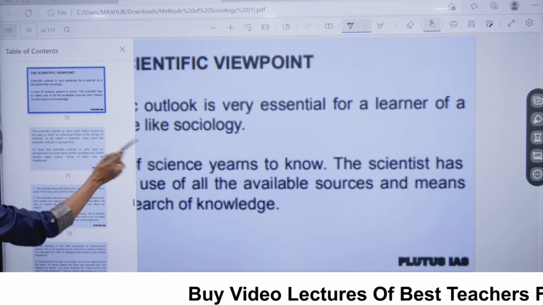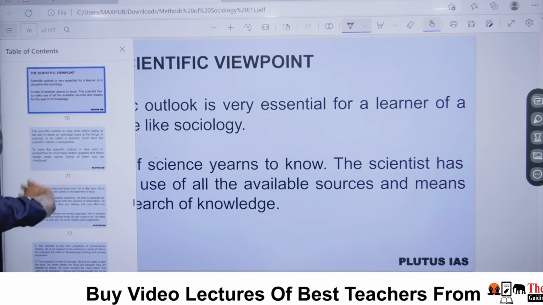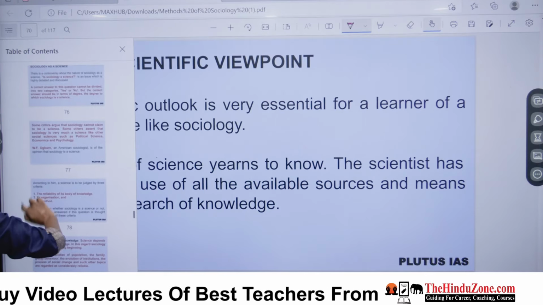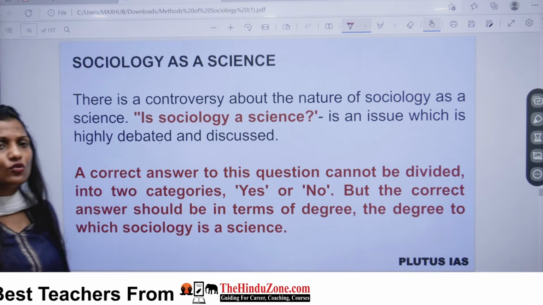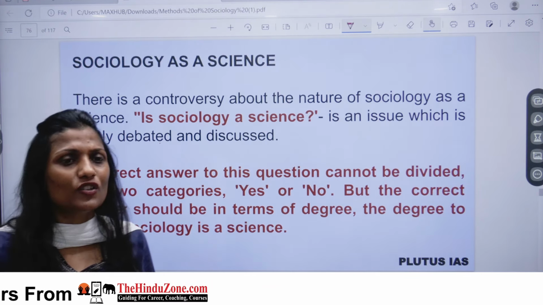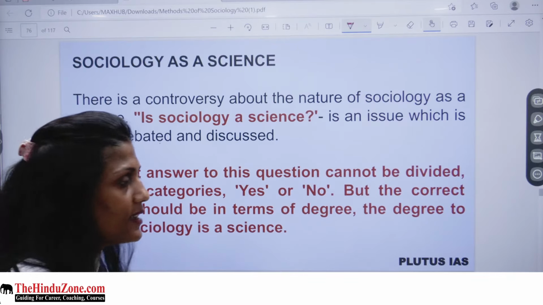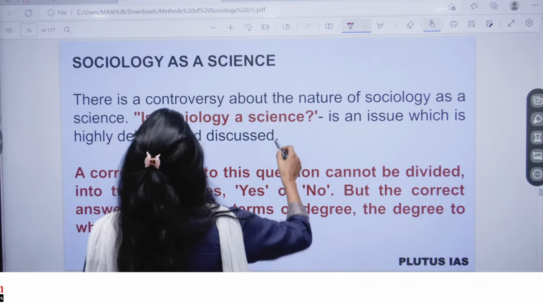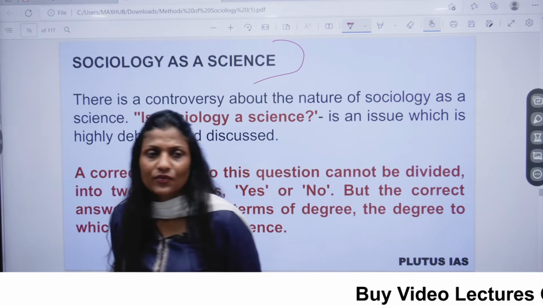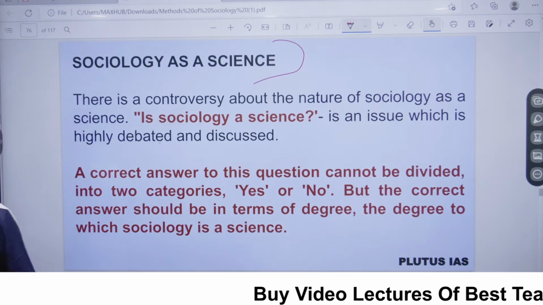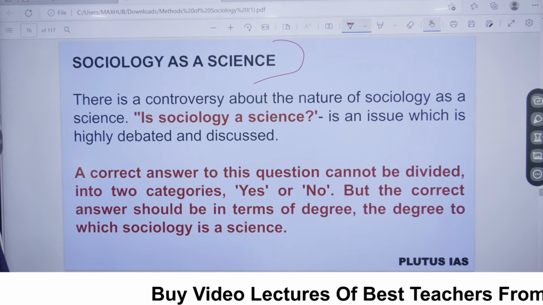Then we got scientific viewpoint. ये आप चाहो तो skip भी कर सकते हो, but एक बार read कर लेना. Okay. Now this is a question which generally you get, sociology as science. ठीक है? So you can simply read that how sociology is a science, what type of debates we have in terms of explaining that sociology is a science.